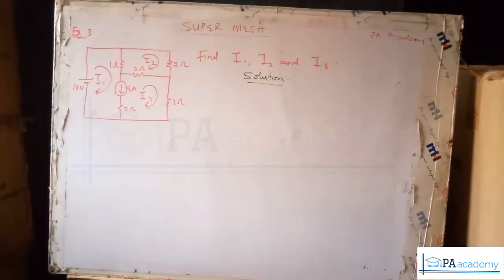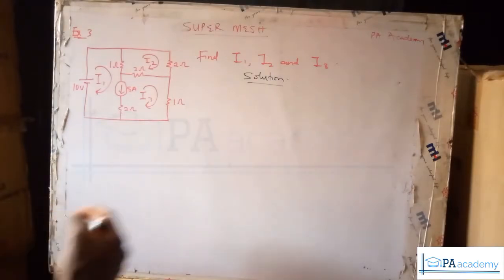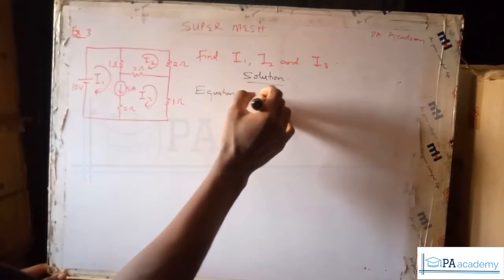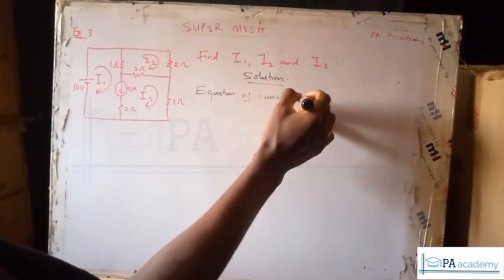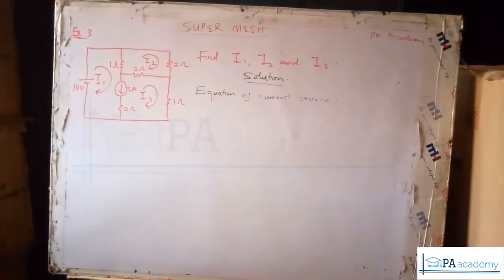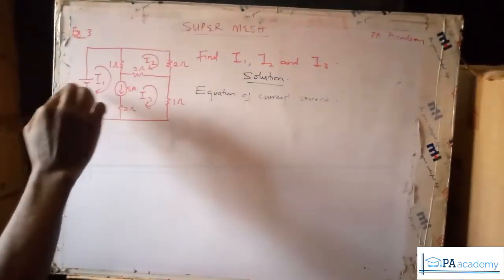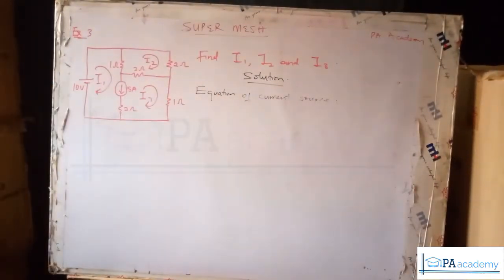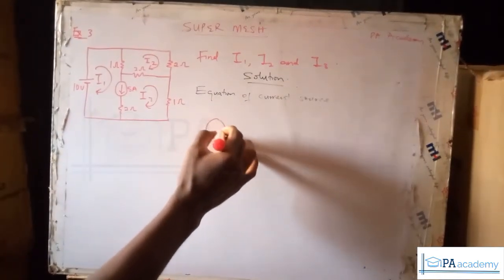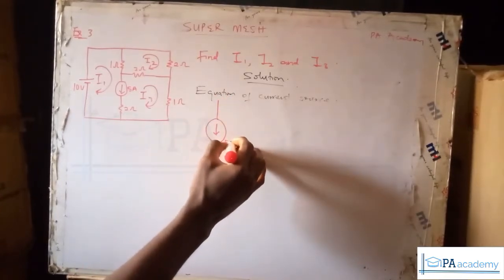Now to start with, like I said, we are going to write out the equation of our current source, since we are dealing with Supermesh. I hope you can see that. Unlike in the other examples, where the current source was horizontal, now we're having it vertical. So let me just draw that. We're having something like this now, and we are giving it to be 5 amperes.